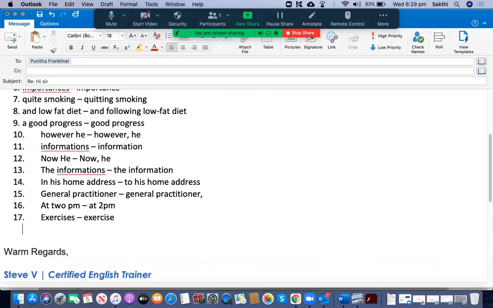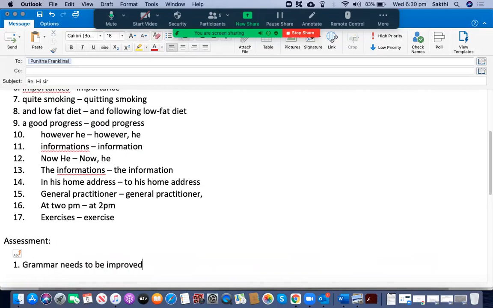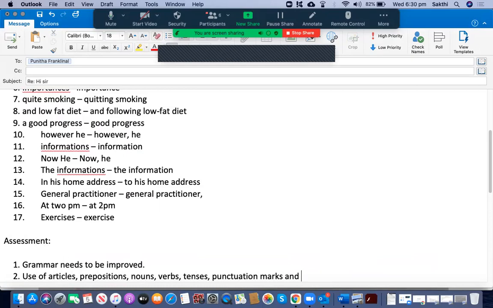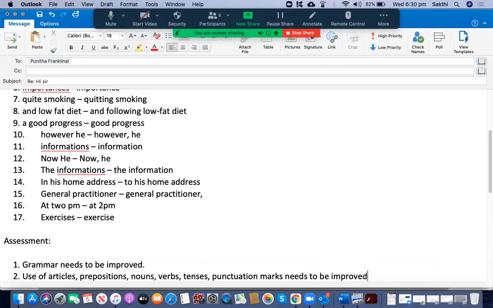All right. You have committed so many mistakes here. Let's go through the assessment now. One, grammar needs to be improved. Particularly use of articles is very bad. Use of articles, prepositions, nouns, verbs, tenses, punctuation marks needs to be improved.